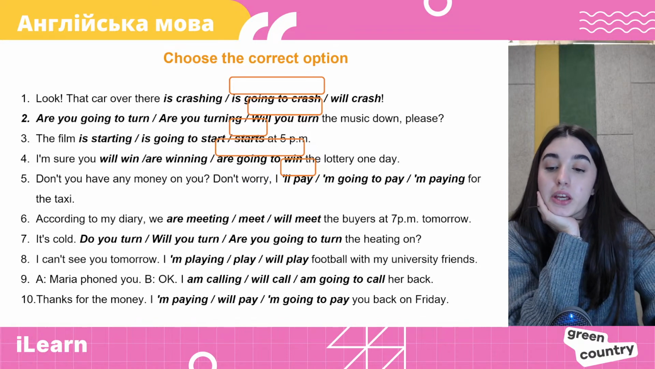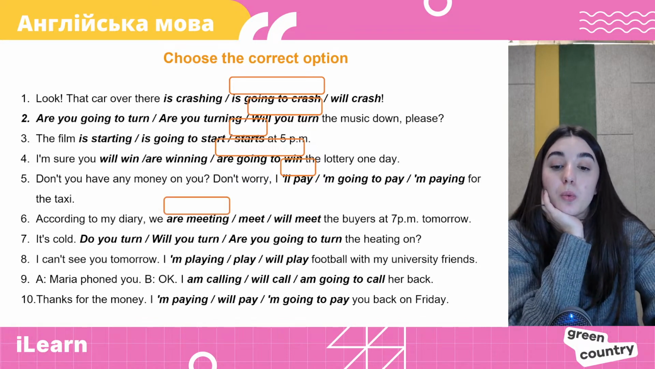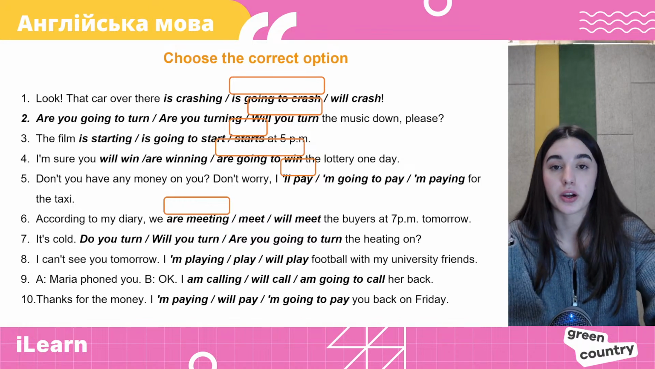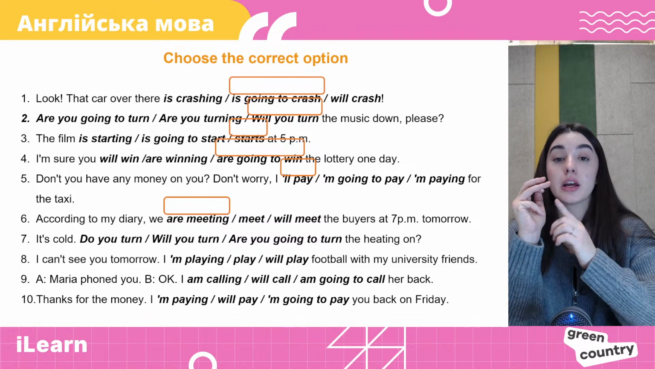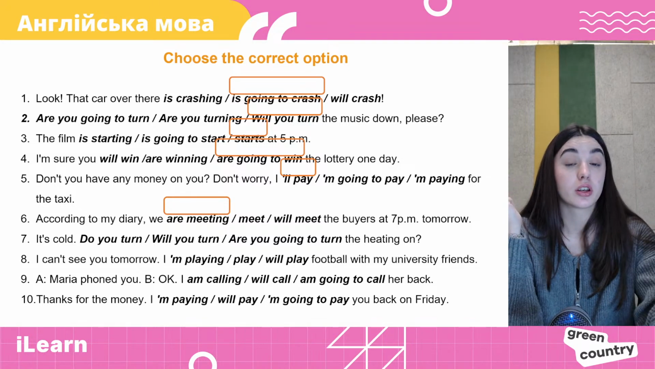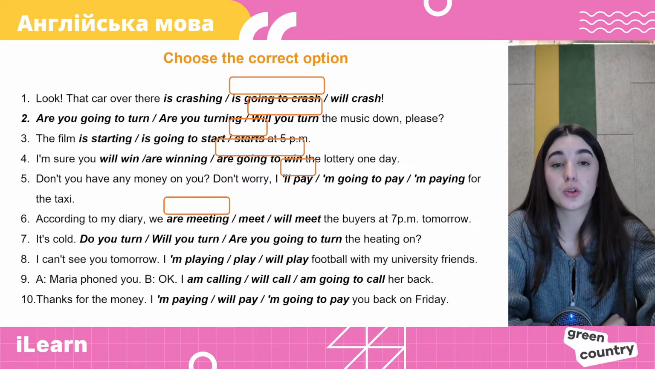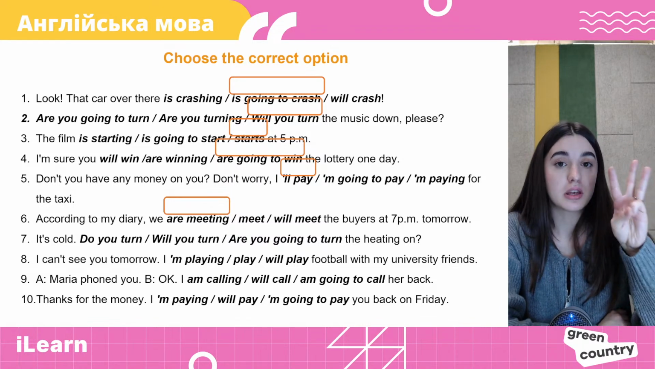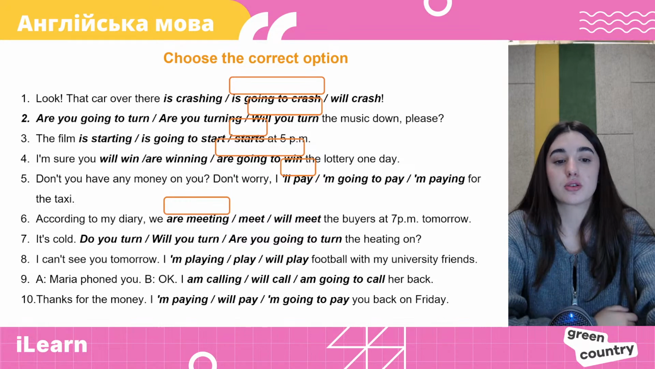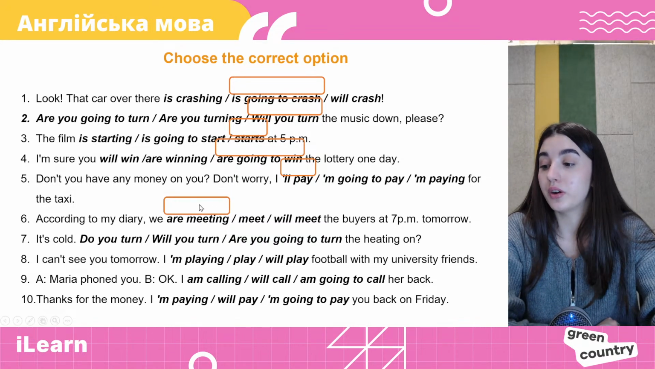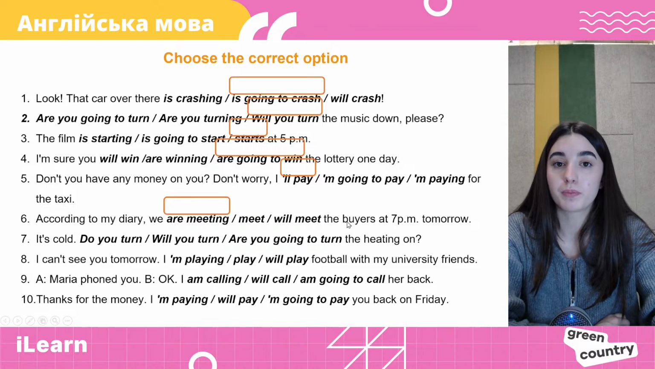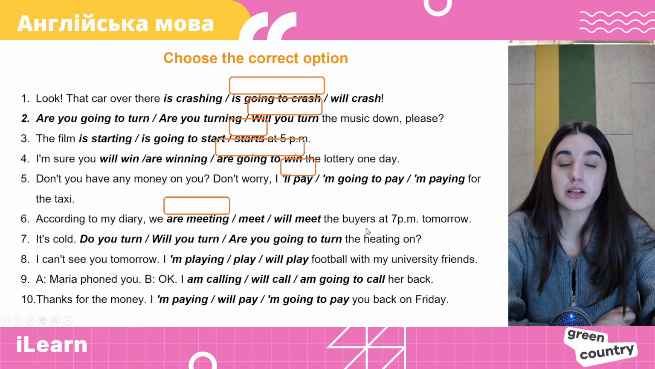Okay, great. So, according to my diary, we are meeting the buyers at 7 p.m. tomorrow. It is our future arrangement where we have other people, time, but we don't have a place here. So please pay attention that we don't usually need to have 3 elements like place, people, and time. We can have just 2. But you are correct. What is buyers? We have the word buy, купляти. So buyers, it's покупці.